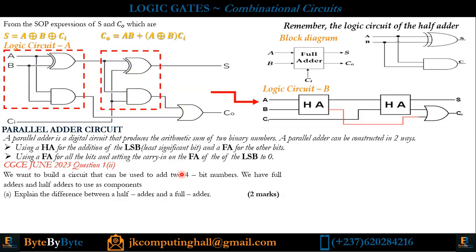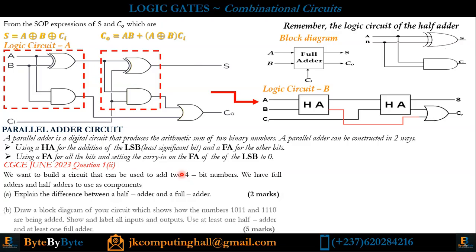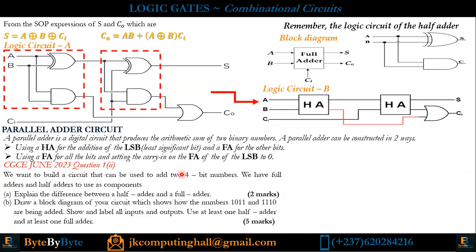Correct. If you said one half adder and 3 full adders, then you are right. A. Explain the difference between half adder and full adder. B. Draw a block diagram of your circuit which shows how the numbers 1011 plus 1110 are being added. Show and label all inputs and outputs. Use at least one half adder and at least one full adder.